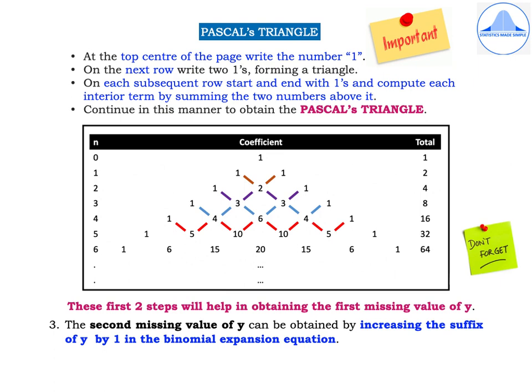So in a similar way, the table can be extended. When we solve problems based on the binomial expansion method and use this Pascal's triangle, you will be able to understand the concept better. But in the exam, make sure that you draw the Pascal's triangle whenever a problem is asked on interpolation. First two steps will help in obtaining the first missing value of y. In the third step, the second missing value of y can be obtained by increasing the suffix of y by 1 in the binomial expansion equation.